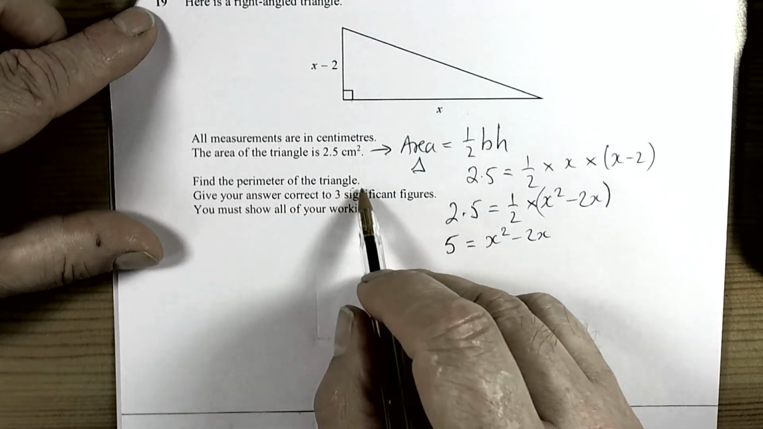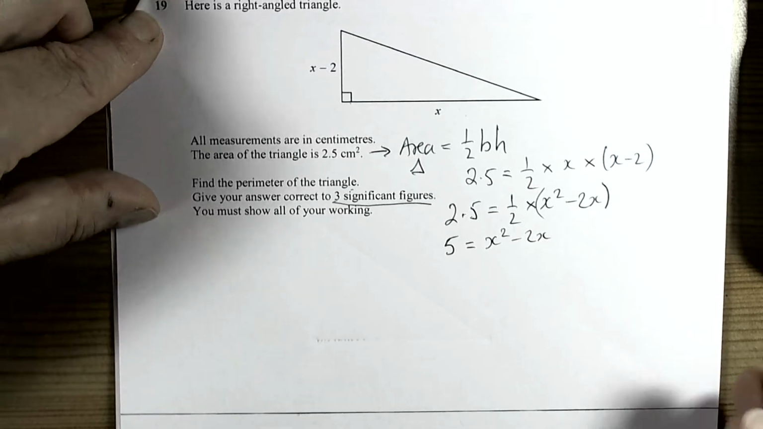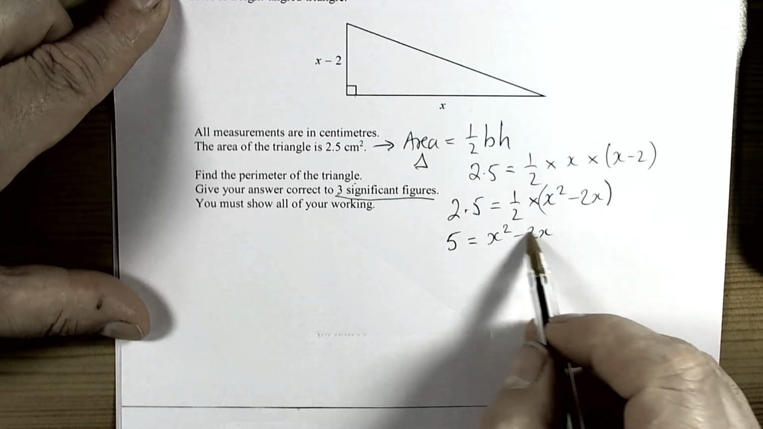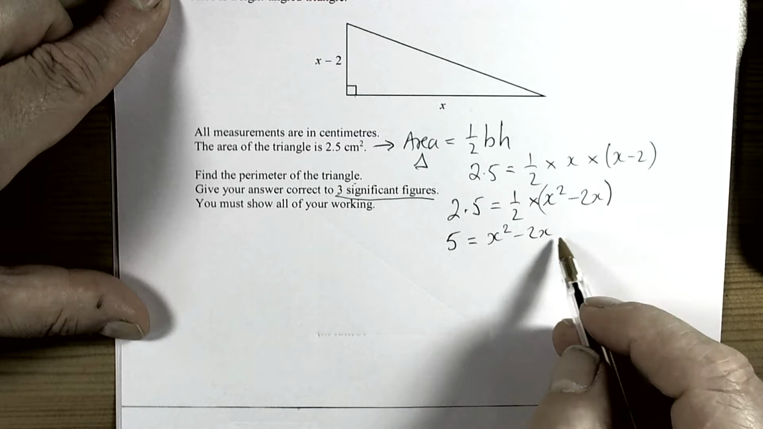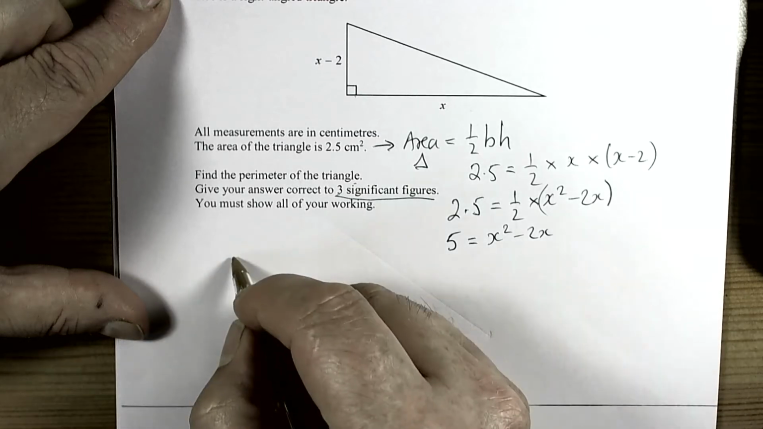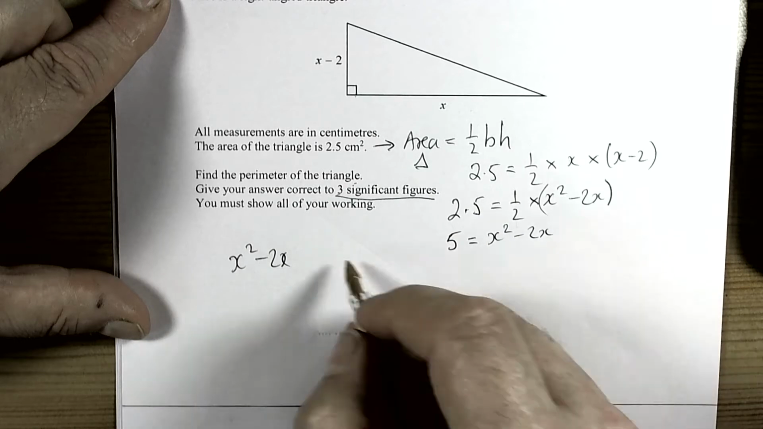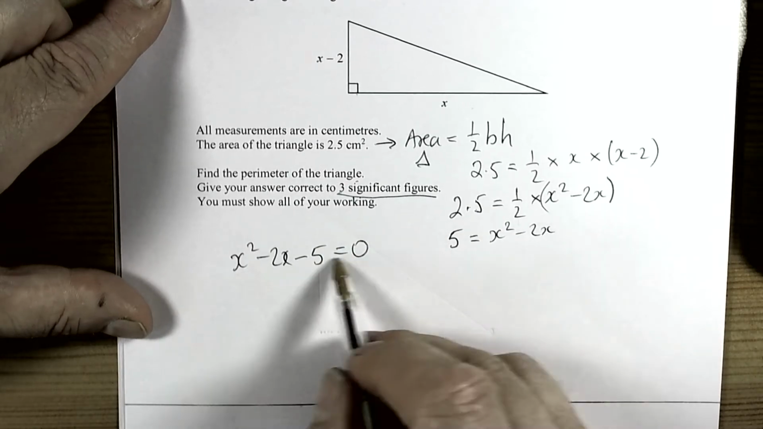And it says find the perimeter of the triangle, give your answer correct to 3 significant figures. So it's not going to be a case of just finding a nice whole number. So we need to rearrange this and solve it. It's a quadratic equation, so we're going to make it equal to 0. So we end up with x squared, take away 2x, bring the 5 across by taking it away, equals 0. And we're then going to solve this.